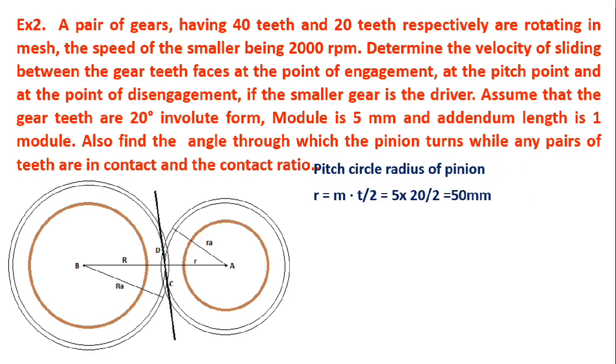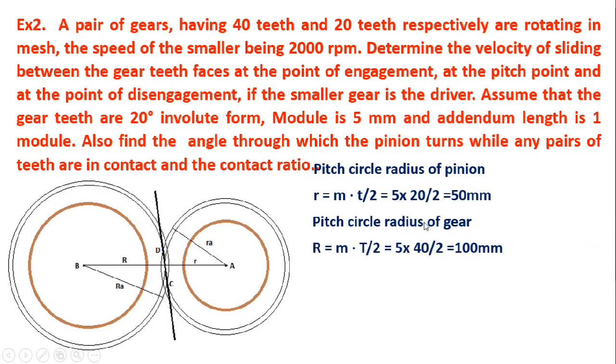Now the pitch circle radius of pinion, that is small r, is equal to module into number of teeth on pinion by 2. This is what I said when I was discussing the previous problem. So small r is equal to m, the module, into number of teeth on this pinion divided by 2, which comes to 50 mm. Pitch circle radius of gear, which is capital R, is module into number of teeth on the gear, which is capital T, by 2, which comes to 100 mm.